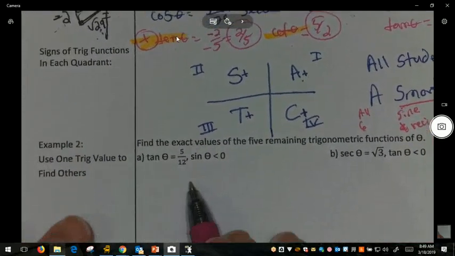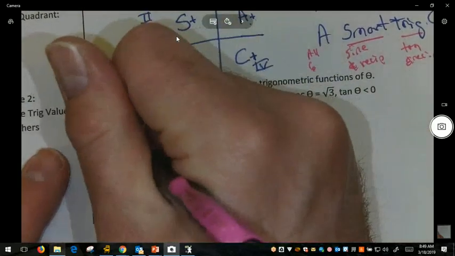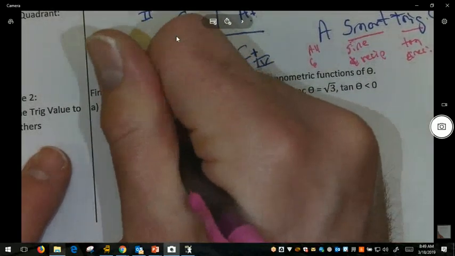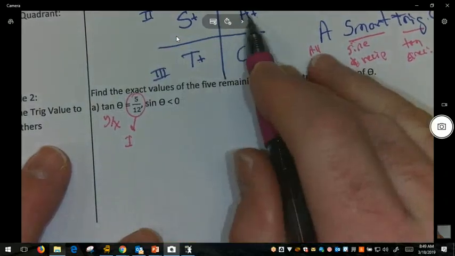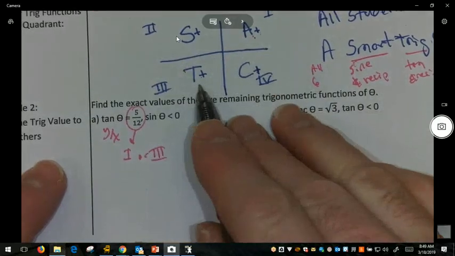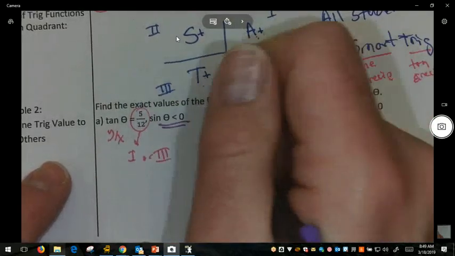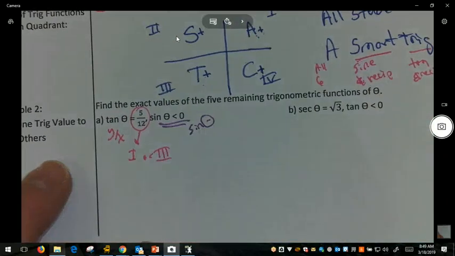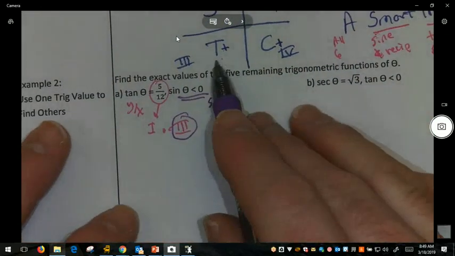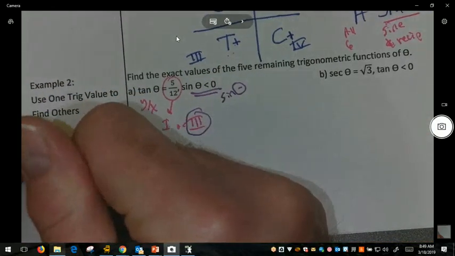It's also helpful for problems like the one below. They're telling us the value of tangent. Tangent is y over x, rise over run. It is positive. Because it's positive, we are either in quadrant 1, where all signs are positive, or quadrant 3, where only tangent's positive. The follow-up information to that is that sine is less than 0, meaning that sine is negative. So we have to be in quadrant 3, because that's the only one where tangent's the only thing that's positive. So I draw a triangle in quadrant 3.